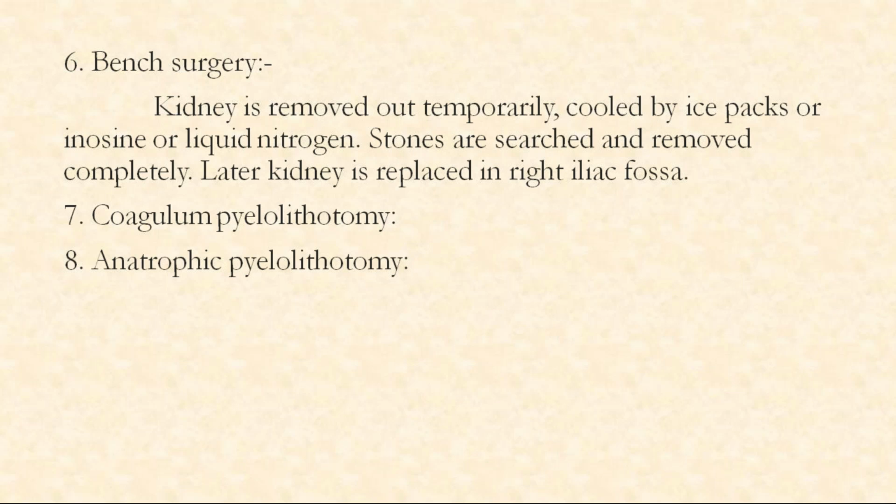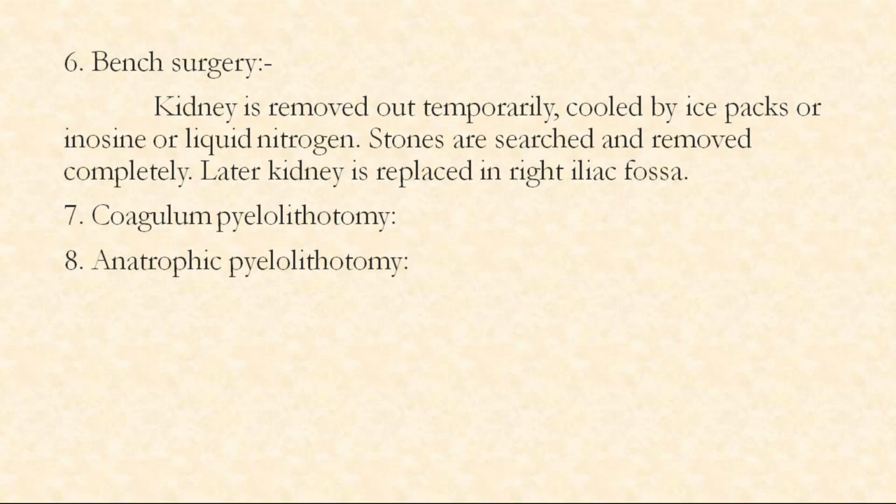Bench surgery. This is also one kind of surgery. What do you do in bench surgery? The kidney is removed totally from the loin and cooled by ice packs or liquid nitrogen. Once the kidney is cooled with solutions like liquid nitrogen or ice packs, the stones are softened and removed completely from the kidney, and later the kidney is placed back with anastomosis of the vessels and ureter. It is called bench surgery.